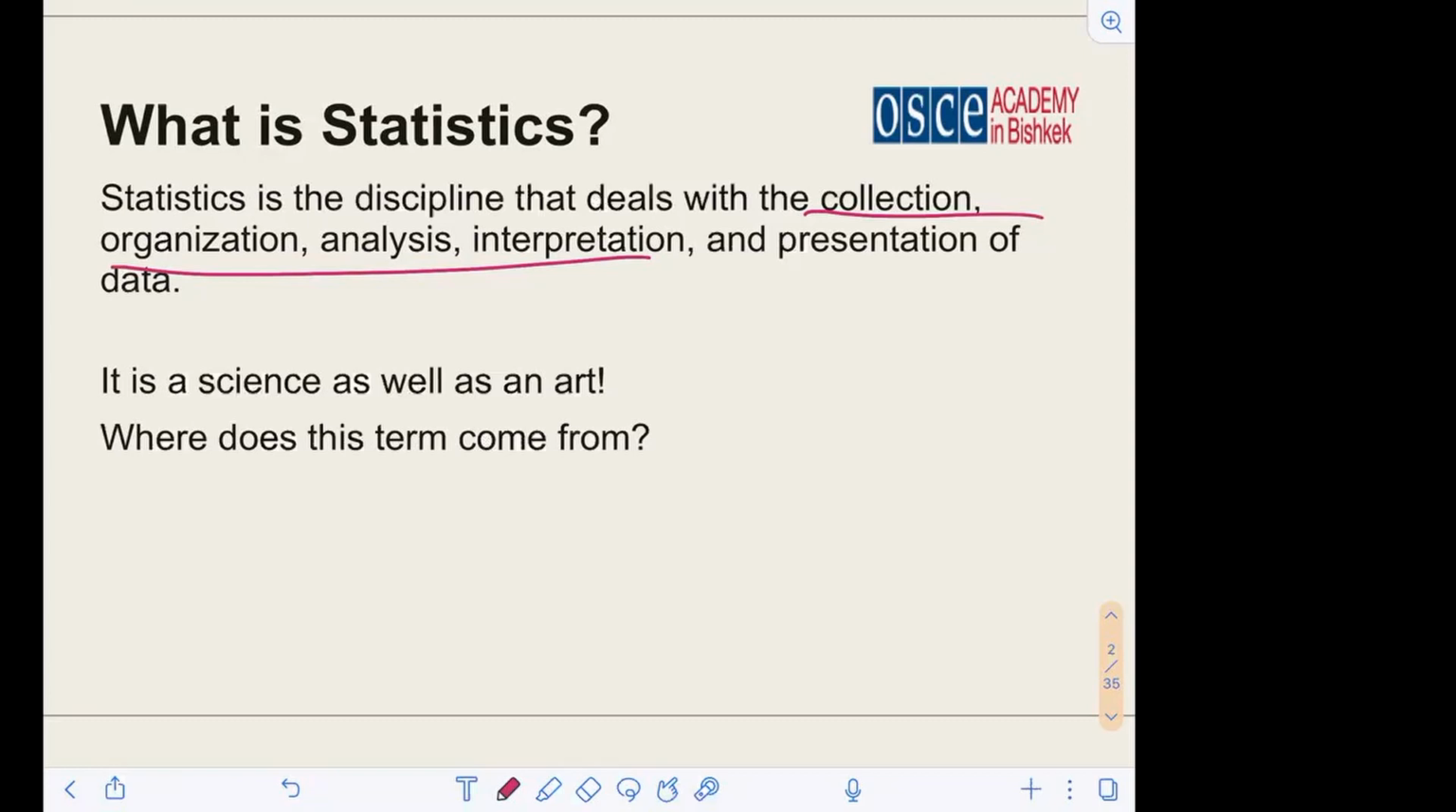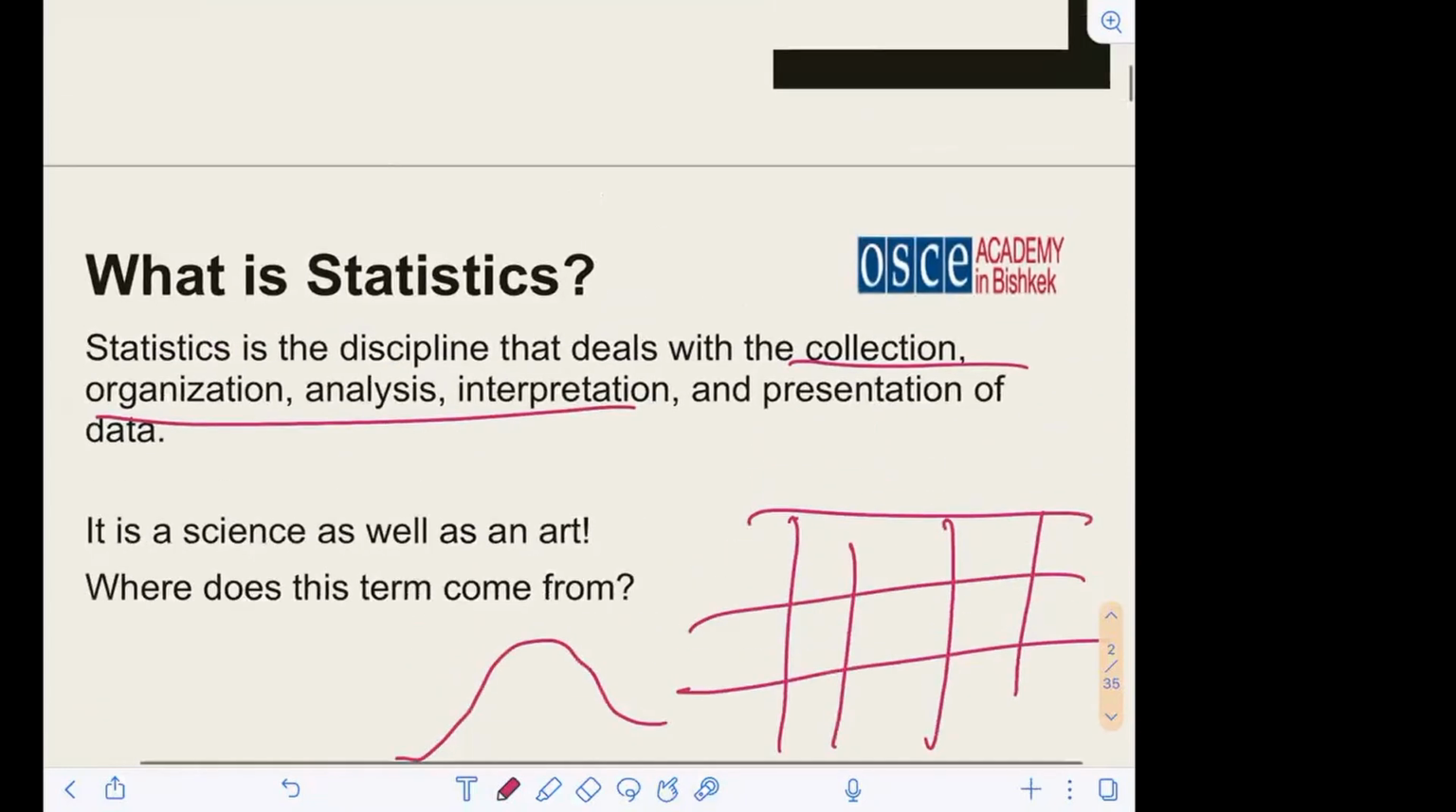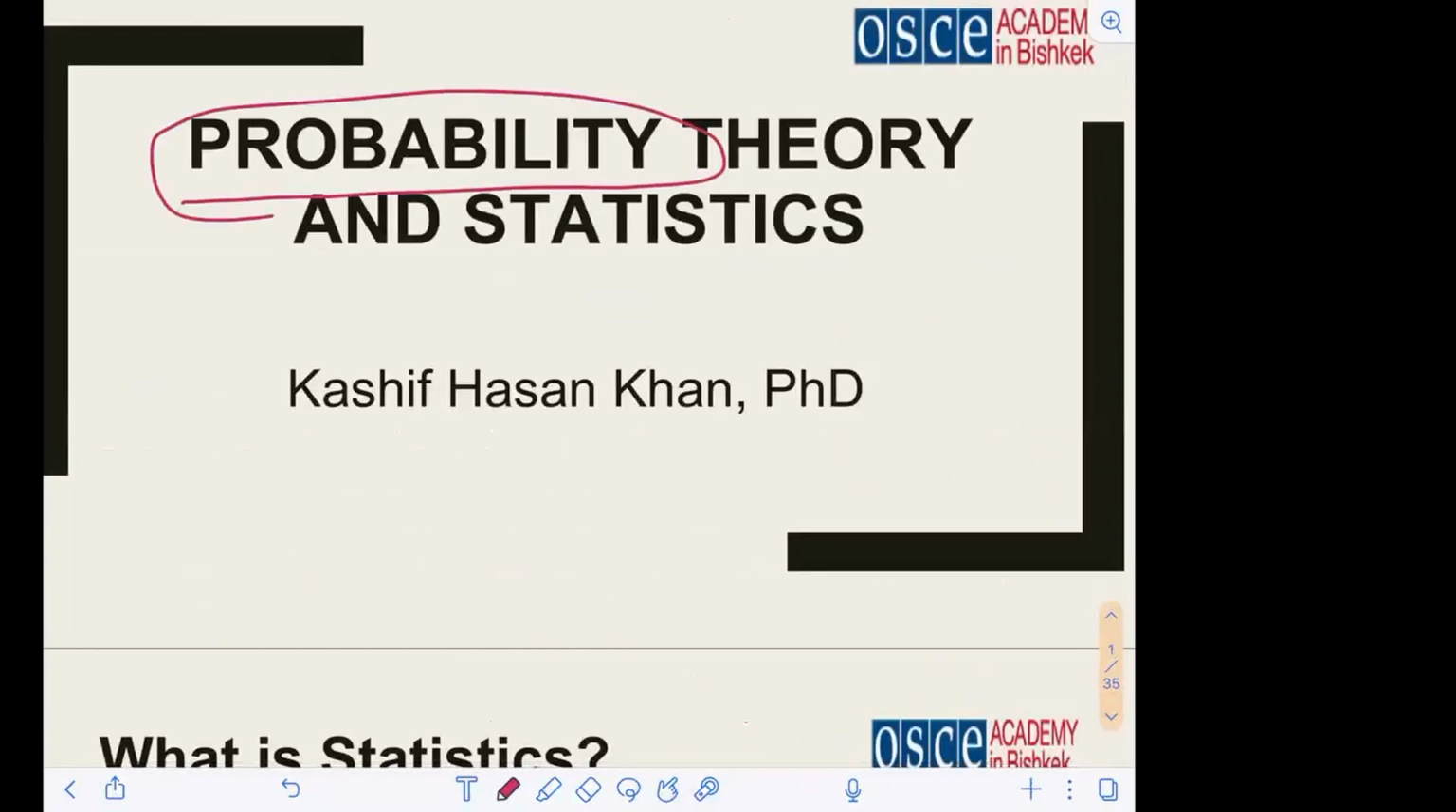Statistics basically is a science, which is based on certain principles, certain fundamentals, and at the same time an art. Because when you draw these kinds of charts and tables, this is an art through which you are trying to arrive at a certain conclusion, right? This is science because it involves a lot of mathematics. As you can see, the title of the subject itself contains probability.